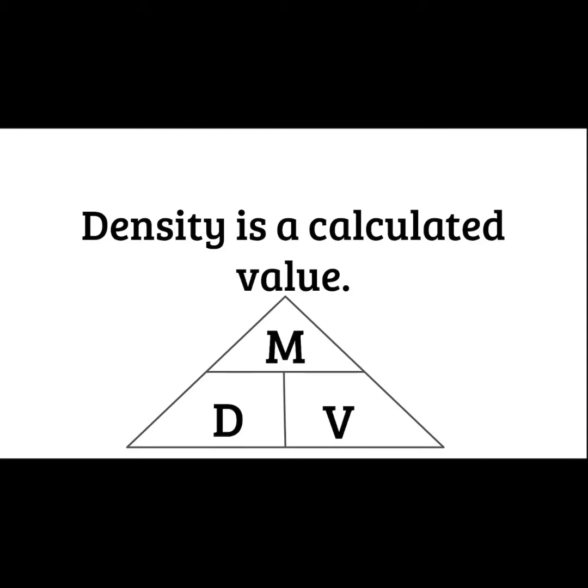So when you're talking about density, we can always use this little triangle to help us remember how to solve. The line going across means to divide, and the line going up and down means to multiply. So let's say we're looking for density. To find density, you would just do mass divided by volume. Let's say we're looking for volume. That would just be mass divided by density. And finally, if we're looking for mass, all you have to do is multiply density times volume.